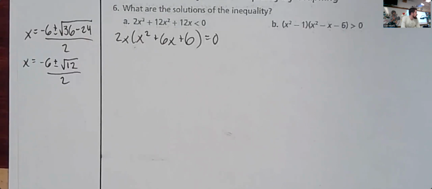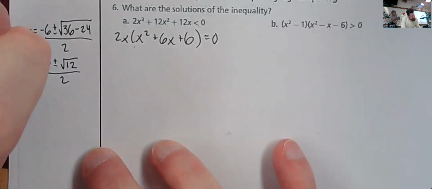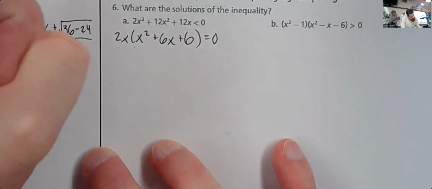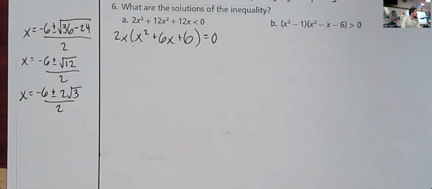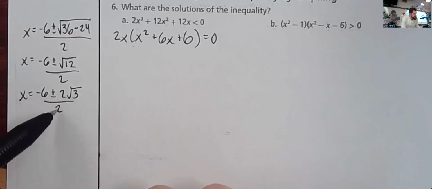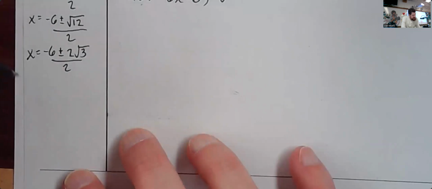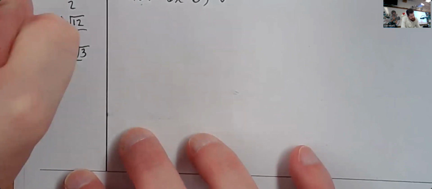The square root of 12 has a perfect square factor of 4. So that'd be square root of 4 times the square root of 3. The square root of 4 is 2. So this is going to be x is equal to -6 plus or minus 2 root 3 over 2. Every one of our integer values is divisible by 2. So this whole thing can be reduced by a factor of 2. So that's going to be x is equal to -3 plus or minus the square root of 3.